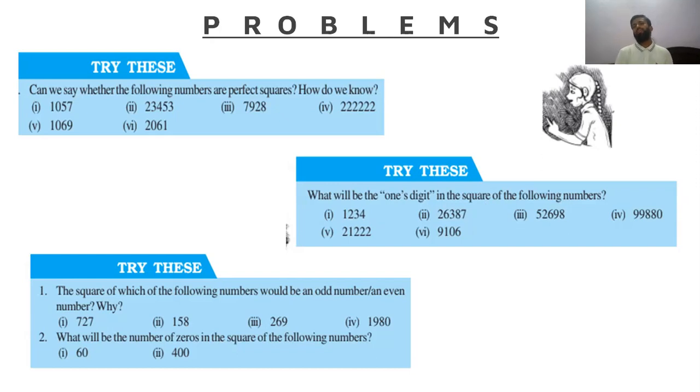Here, the last digit is 7. The square of 7 is 49. So the last digit is going to be 9. For the third question, the square of the last digit, 8 square, is 64. So the last digit is 4.